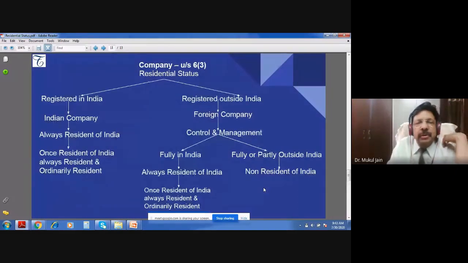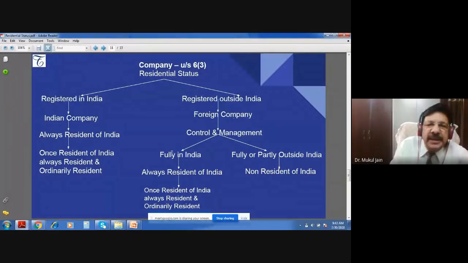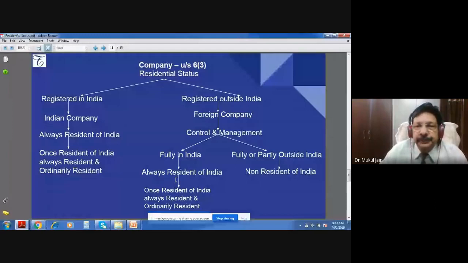So here also, government has subdivided into two parts. If it's a foreign company, if the control and management is fully in India, then they call them resident and ordinarily resident company. So therefore, the taxes will be payable in India. But if the control is partly outside India or fully outside India, then it will be known as non-resident of India. And then yes, the taxes may not be payable fully in India.